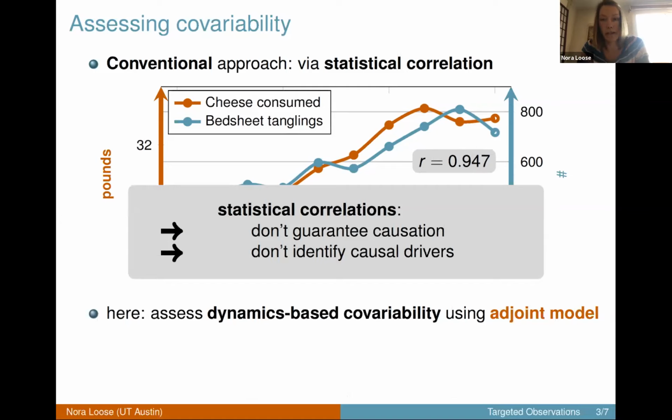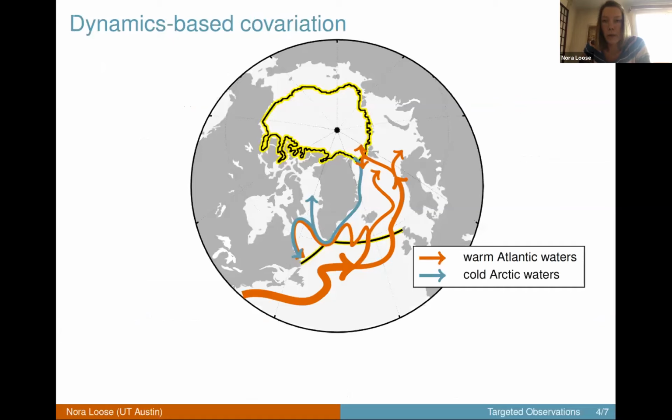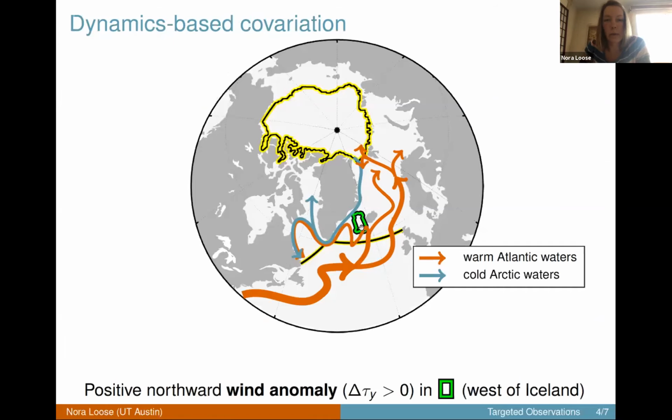In contrast to statistical correlations, we want to assess dynamics-based covariability using an adjoint model. I'll explain what I mean by this on the following slide. Let's assume there is a positive northward wind anomaly in this green box west of Iceland. You can derive from basic ocean dynamical principles that this wind anomaly induces a pressure anomaly along the Icelandic coastline, and the resulting pressure gradient spins up an anomalous barotropic circulation around Iceland, which is clockwise.